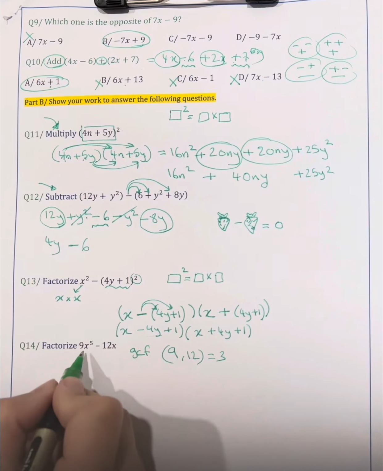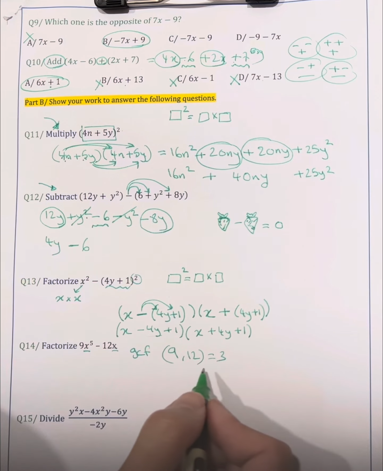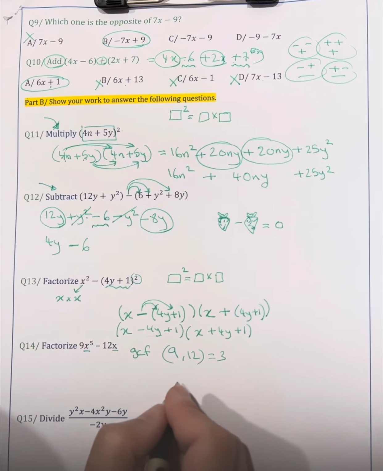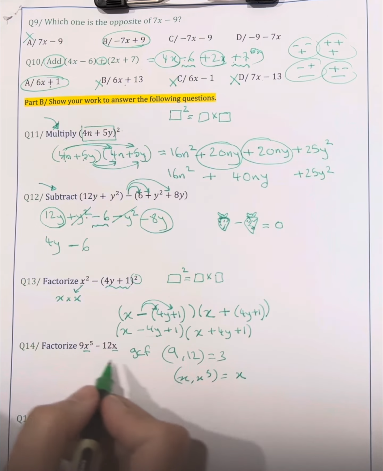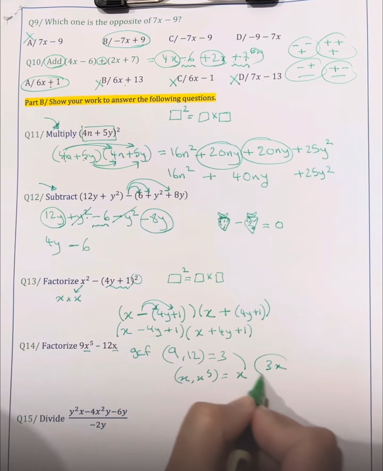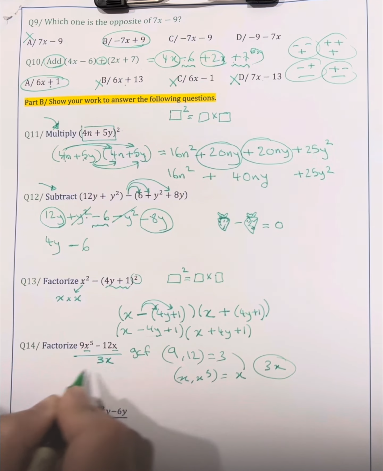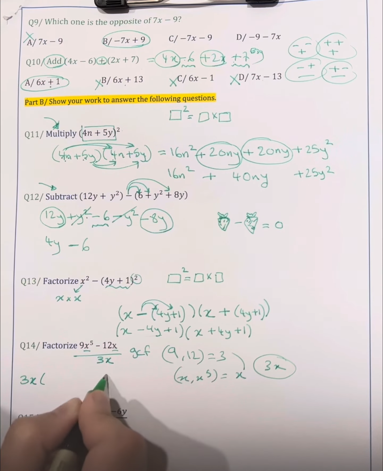Because we have 2 variables, x power 5 and x, I choose the one with the least exponent. So between x and x power 5, the GCF is x. So together it will give me 3x as GCF. What do I do here? Divide by 3x and take out 3x.